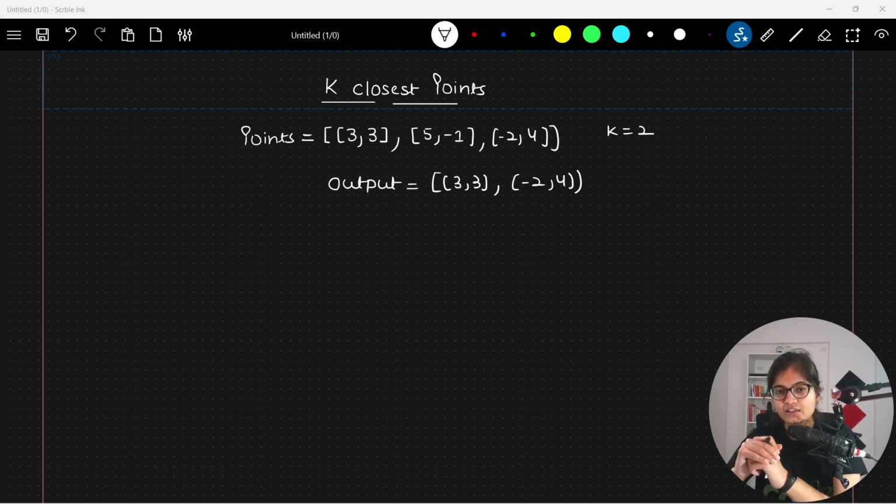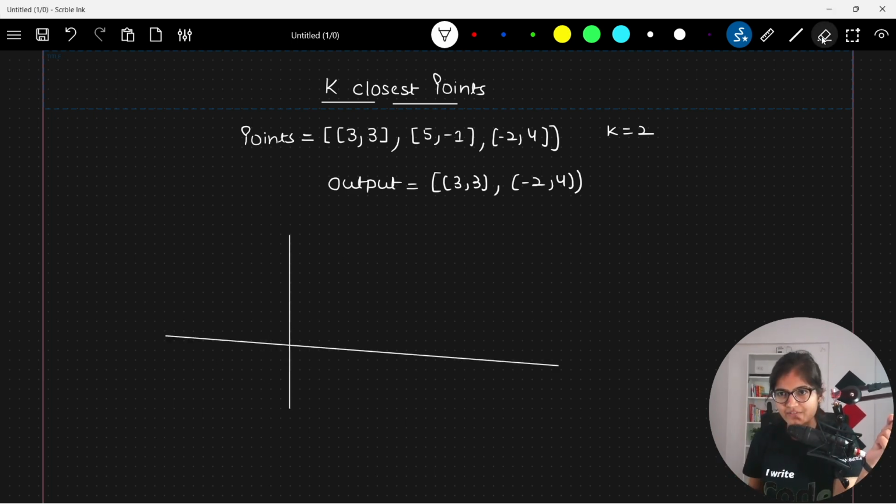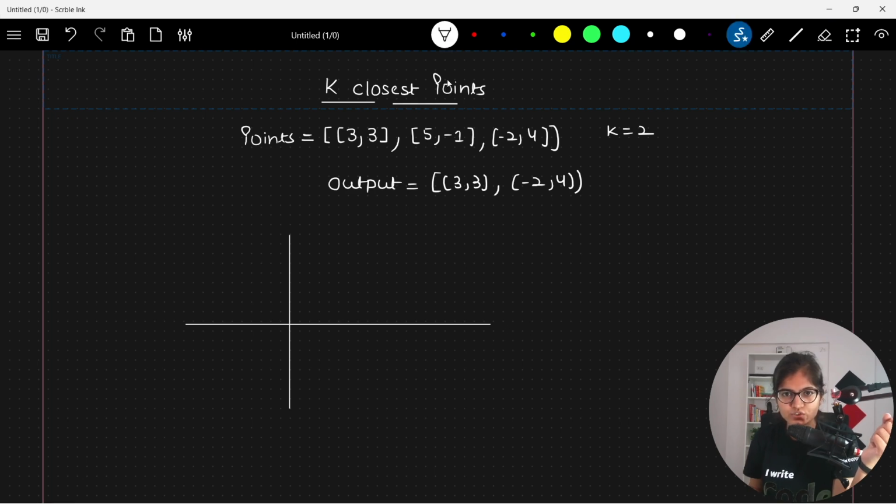Fine. So the question says that you have to find the k closest points to the origin. For example, here we will be having 2 dimensions. If I try to create it here, it's an x-axis, right? This is something which we can say is the x-axis, and this is the y-axis. This is the origin, right?